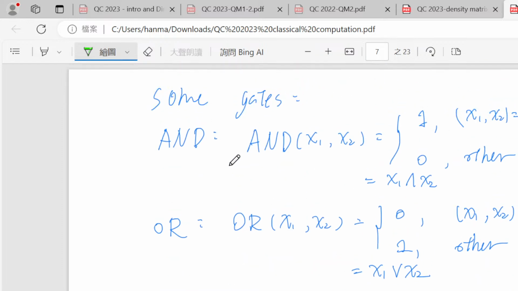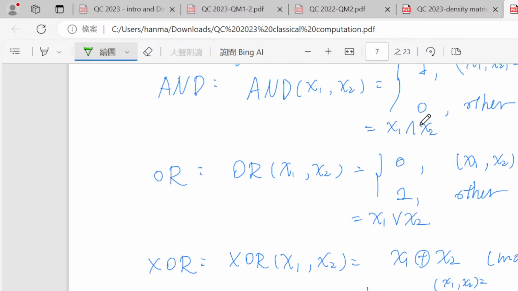Here are some examples of gate sets that hopefully everyone knows. The AND gate is 2 inputs, 1 output. You will compute the AND of 2 bits. That means the output is 1 if and only if both bits are 1. And we have the OR gate. It computes the OR of 2 bits, and that means the output is 0 if and only if the inputs are both 0. And we also have some logical notation for AND and OR.